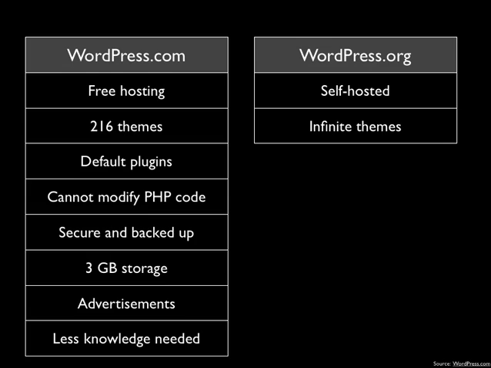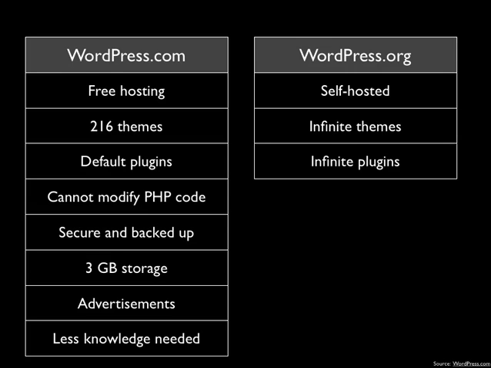Now, 216 actually sounds like a lot, but WordPress.com has 56 million users. Assuming even distribution of the themes, that means that no matter what theme you pick, there are 250,000 websites out there that look just like yours. So it's hard to be unique on WordPress.com using one of those default themes.